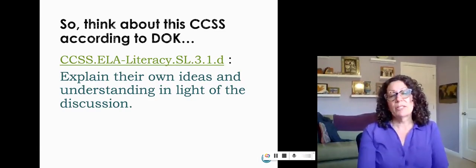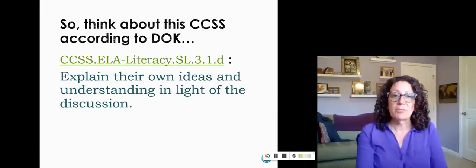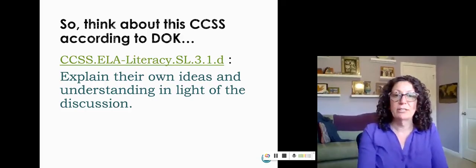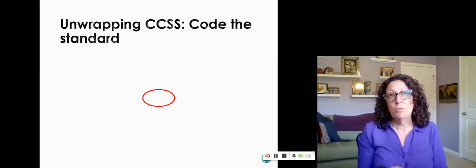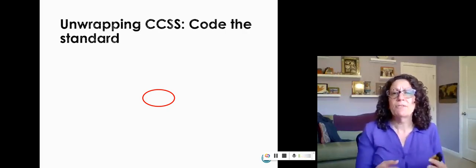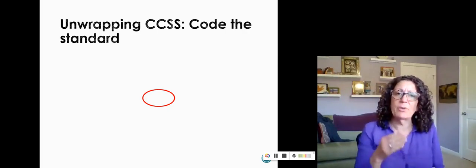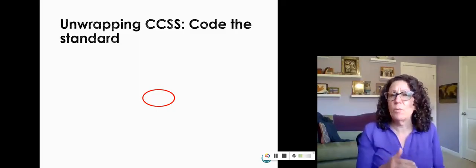So we're going to think about this Common Core State Standard according to the depths of knowledge, and here's the standard again. And we're going to do something we call unwrapping the Common Core State Standard and coding the standard. One of the reasons we do this is because when we first look at some of these Common Core standards, it's really hard to understand what they're asking us to do. So the very first thing we want to do is make sure that we really fully understand what that standard is asking us to do.